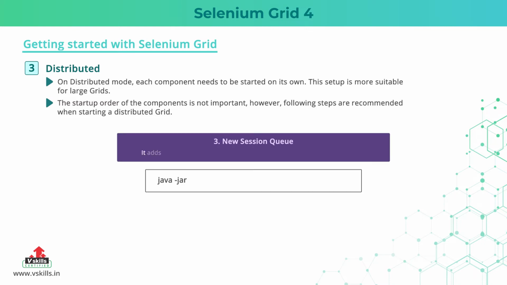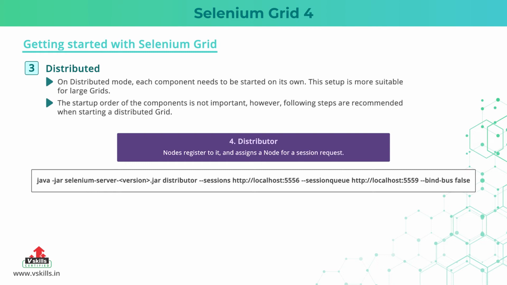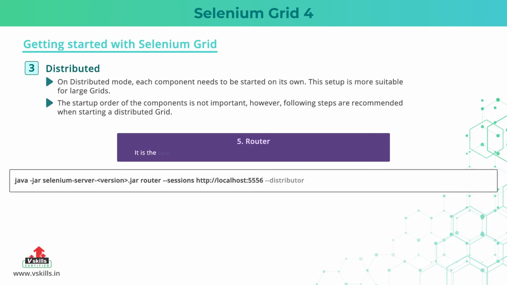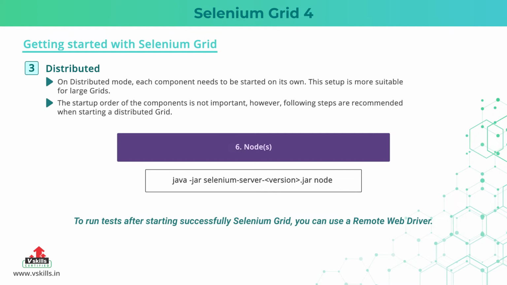3. New session queue, adds the new session request to a queue, then the distributor processes it. 4. Distributor, nodes register to it, and assigns a node for a session request. 5. Router, the grid entry point, in charge of redirecting requests to the right component. 6. Nodes. To run tests after starting successfully Selenium Grid, you can use a remote WebDriver.